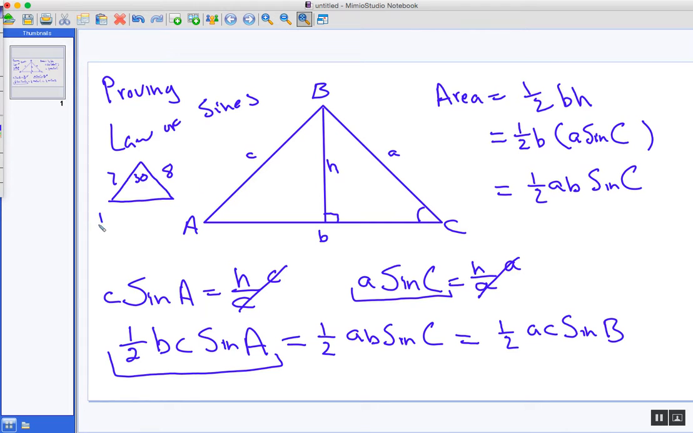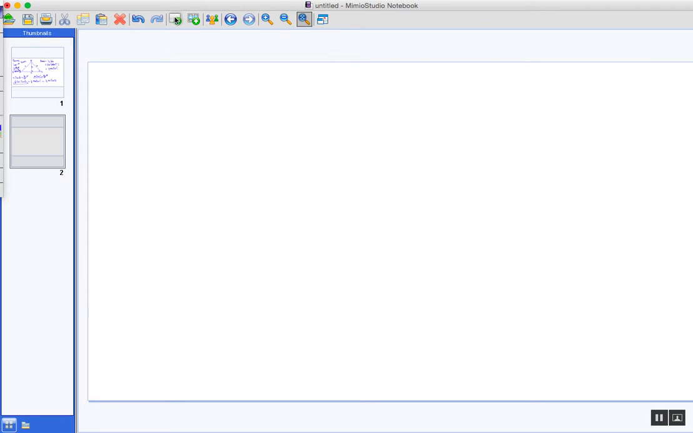So the area of this triangle would be 1/2 times 7 times 8 times the sine of 30. Then you could either plug that into your calculator or use your knowledge of 30-60-90 triangles. But the point of this was to get us to the law of sines, so I'm going to go on to another page here.